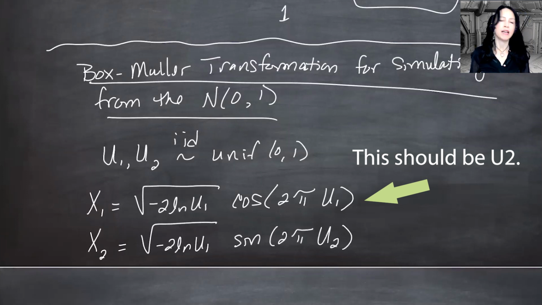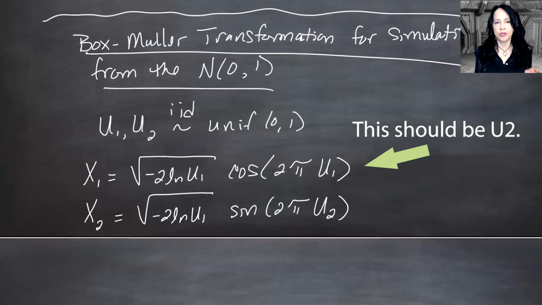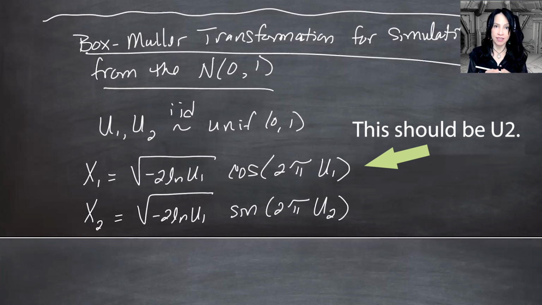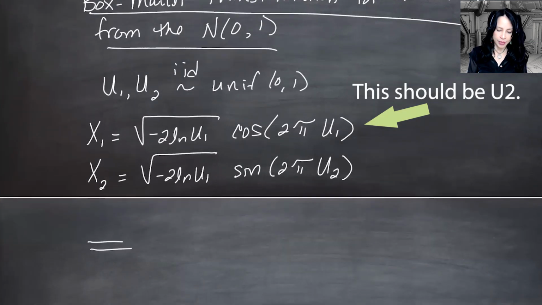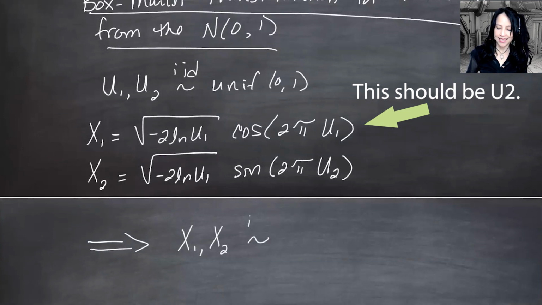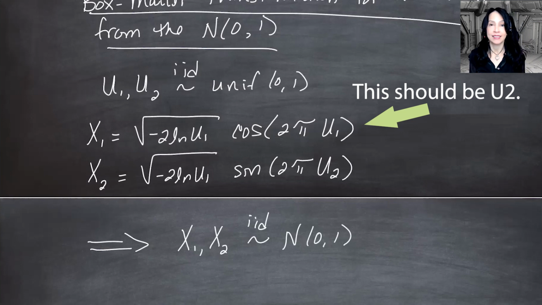If you've taken mathematical statistics, what you're seeing is a transformation from 2 random variables to 2 others. And you can write down the joint PDF for the 2 U's because they're uniform. You get to multiply the individual PDFs. And you can use the Jacobian method to find the joint PDF for the X's. And you will see, but it's just outside the scope of this course, that X1 and X2 are IID. They're independent. They look so closely related, right? But they're IID normal 0, 1.